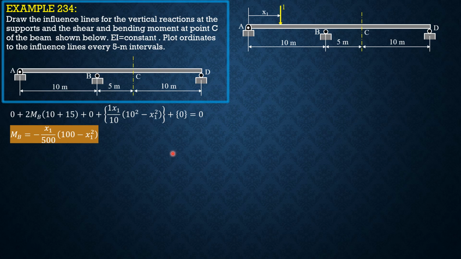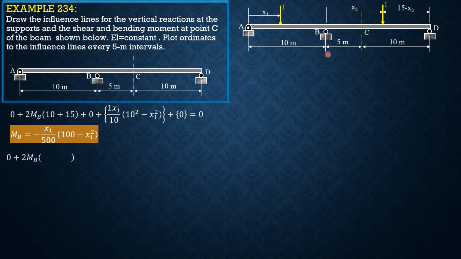So for the second position of the loading, call that x2. Take note there's only one unit load and this time it is on BD. So there's no load here. So three-moment equations on spans ABD again. Moment at A is 0. So let's call that 15 minus x2, that's B.